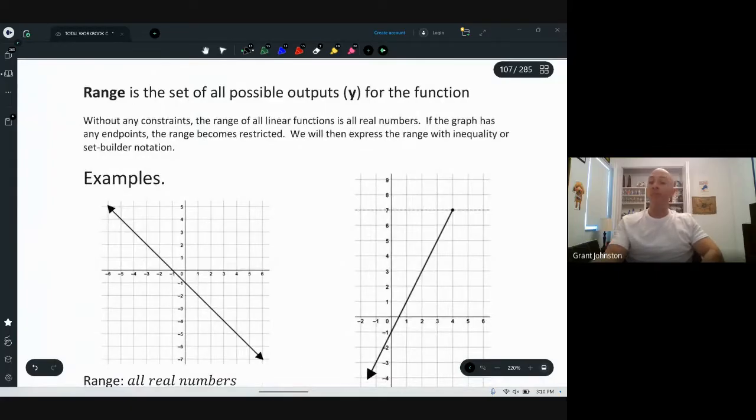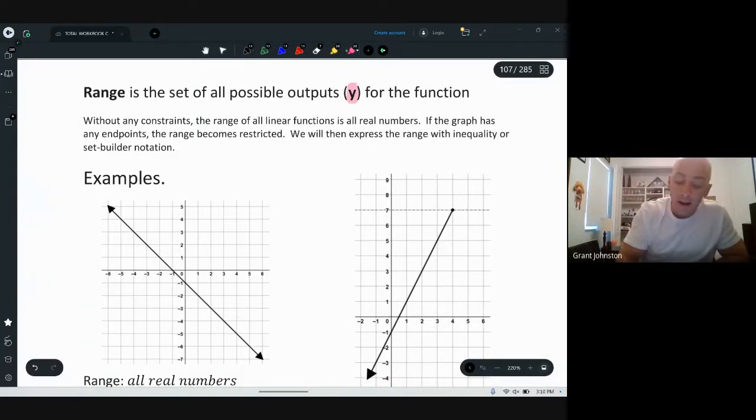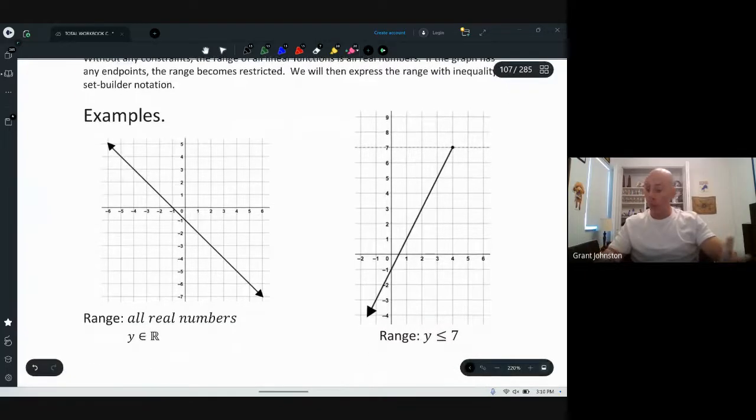Next is range. Range is the same concept, except y. It's the possible outputs for the function. So when we're asking for range, we're not going to be looking at the x-axis or the x numbers. We're going to be looking at the y-axis or the y numbers. So here are some examples for you.